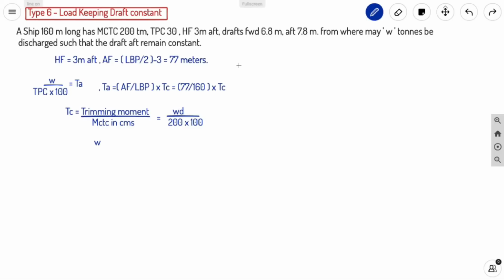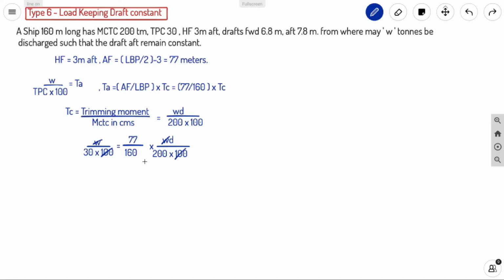Let's apply that to the equation of TA. The total equation will be W by TPC into 100, where TPC is 30, so W by 30 into 100 is equal to AF by LBP into TC. That's TA. AF is 77 divided by 160 into TC, which we already found, WD divided by 200 into 100. In this equation you can see that W and W are common, so you can cancel them, and 100 and 100 are common, so you can remove them for ease.